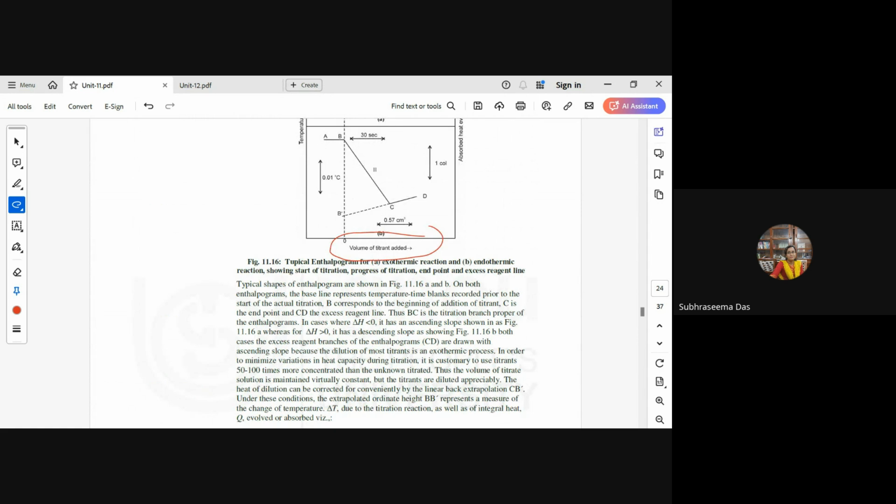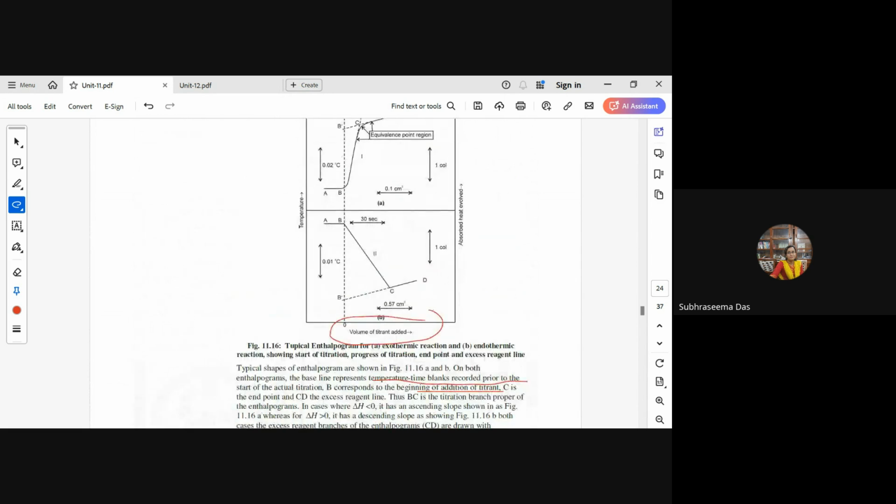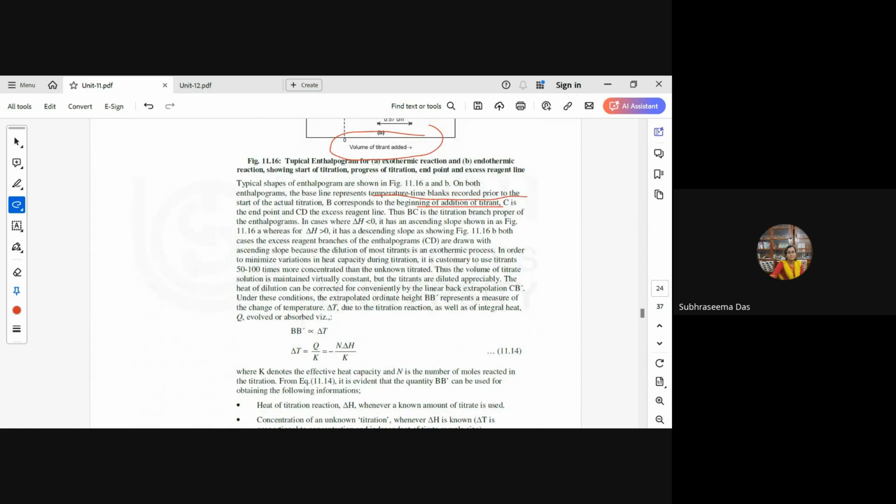In figure 11.16, a typical enthalpogram is shown. On both sides of the enthalpogram, the baseline represents the temperature line blanks recorded prior to the start of the titration. Here B corresponds to the beginning of the addition of the titrant, and C is the indicator; it indicates the endpoint or the equivalence point. Thus BC is the titration branch of the enthalpogram. In cases where delta H is less than 0, it has an ascending slope, whereas where delta H is greater than 0, it has a descending slope.